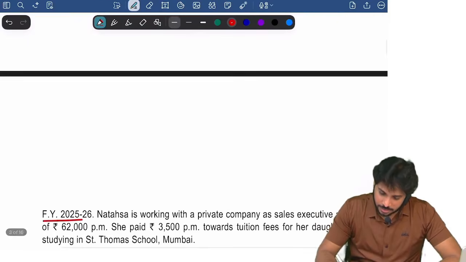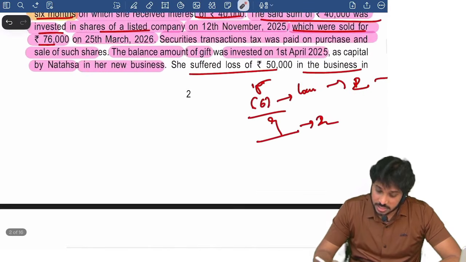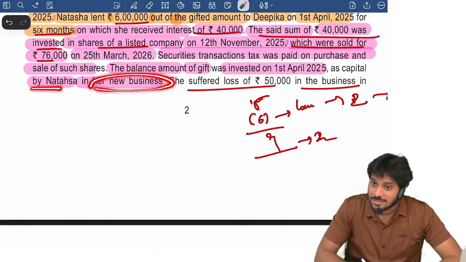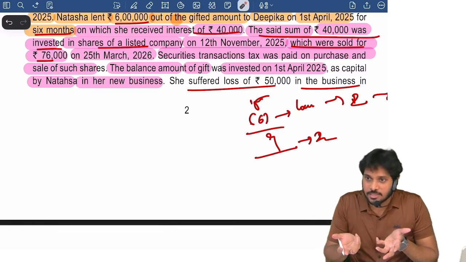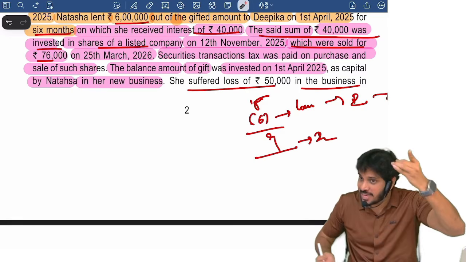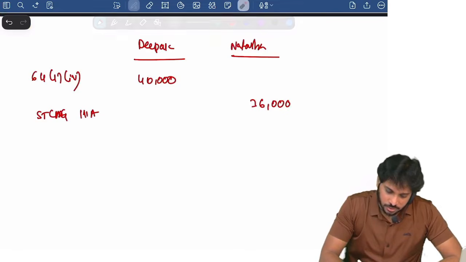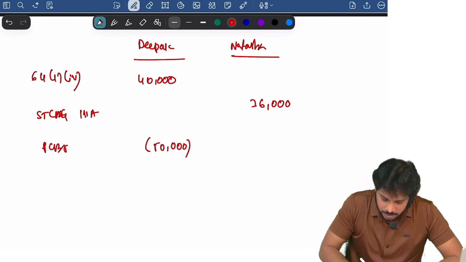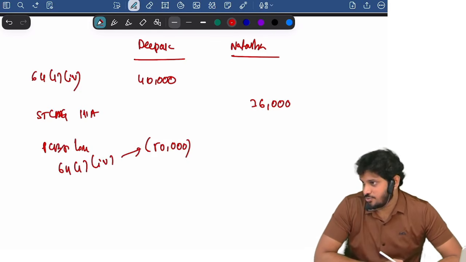Natasha is working in a private company with a salary. She paid tuition fee. Deepak is working in an MNC. Natasha has not invested anything: the balance amount of the gift was invested as capital in the new business. She didn't invest any money out of pocket. So the entire money is invested out of the gifted asset from the husband. Therefore, the entire business result will be clubbed in the hands of the husband. If it's a profit, profit will be clubbed. If it's a loss, loss will be clubbed. So how much is the loss? 50,000. So this 50,000 will be clubbed in the hands of Deepak. Yes or no? PGBP loss. Again, section 64 subsection 1 clause 4. The same treatment. Are you clear?